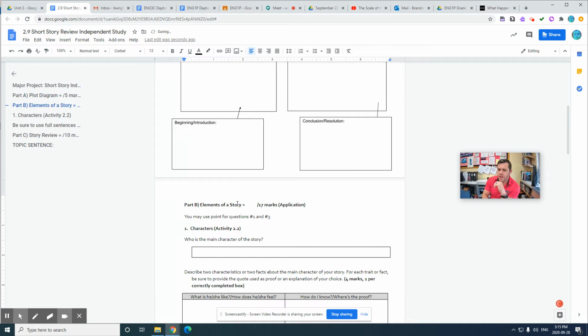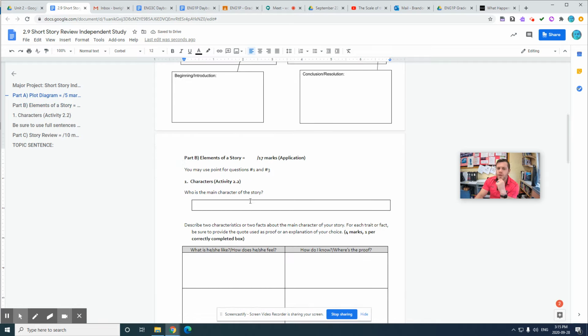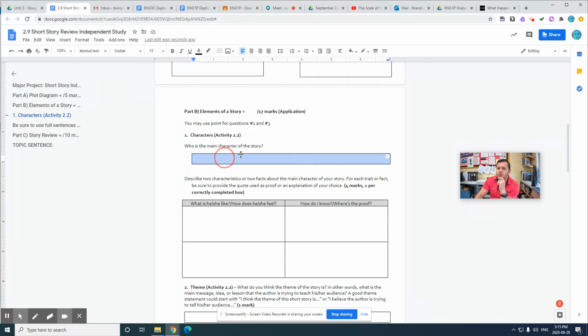Next, we have elements of the story. I just want you to tell me who is the main character and describe 2 characteristics and what is some proof. So tell me what the main character is like, and what sentence or quote did you use and on what page did you use as an example.